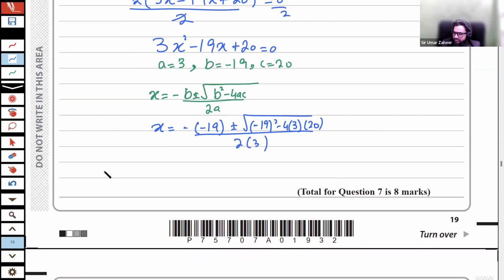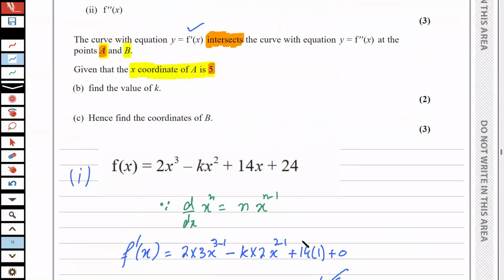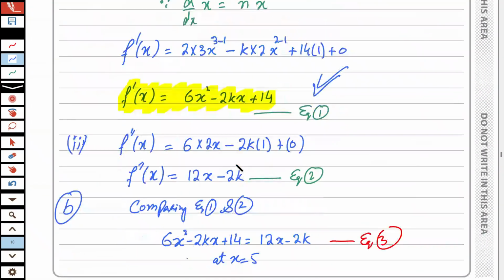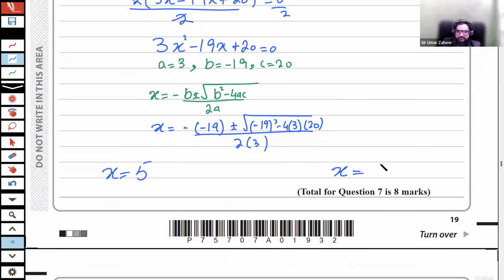Yes, everyone, please use a calculator and find the two values of x. One value must be 5 because he says they are intersecting. So one is 5, and the other one is 4 by 3. All right.